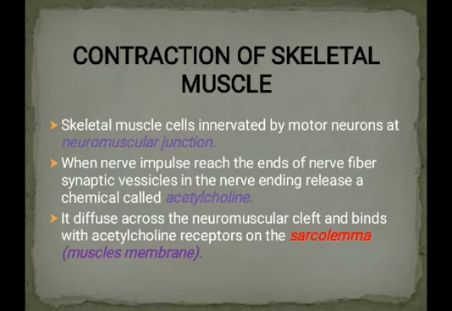Next, we will see the contraction of the skeletal muscles. Skeletal muscle cells are innervated by the motor neurons at the neuromuscular junctions. The neuromuscular junction is a chemical synapse between the motor neuron and the muscle fiber. It causes the muscle contraction. When the nerve impulse reaches the end of the nerve fiber, it causes the synaptic vesicles to release a chemical called acetylcholine. This chemical diffuses across the neuromuscular cleft and binds with the acetylcholine receptors on the sarcolemma. The sarcolemma is the muscle's membrane.